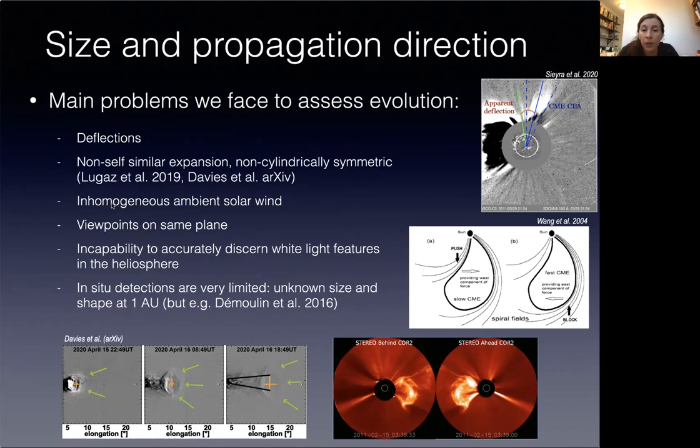The solar wind, which is the environment in which CMEs travel, is inhomogeneous and very complex. We are still not able to capture its complexity in models. The fact that vantage points are on the same plane is not helpful to constrain fittings of CMEs that are also traveling on the ecliptic plane. So this problem is addressed in Cabello et al. 2016 and Cremades et al. 2020.